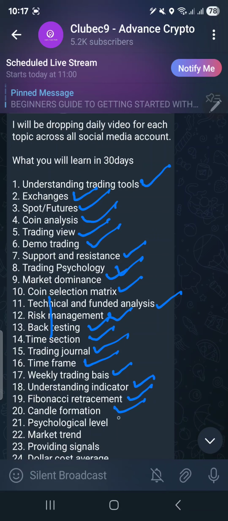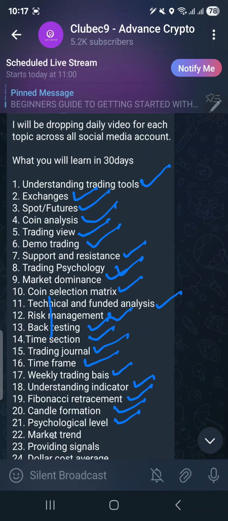Then we have psychological levels. There are round figures in your trading price. Price usually reacts to all those figures, and you need to know those figures. That's why sometimes you see the market reversing from a resistance, but you don't know the reason. If you check that price, you will understand that it's a psychological level. If you are able to identify this, it will help improve your trading, I can assure you.